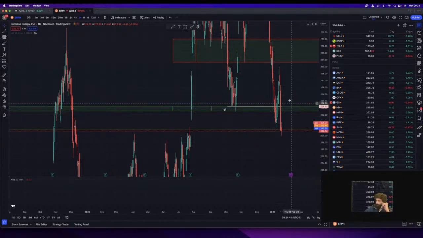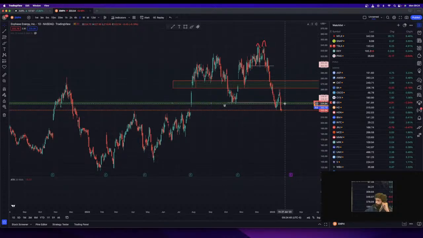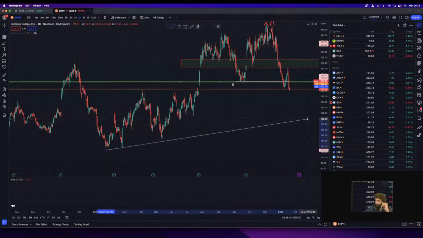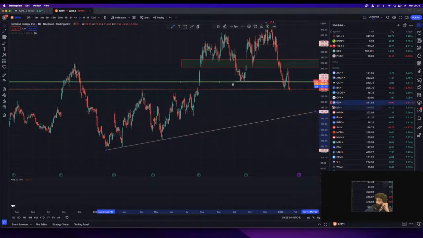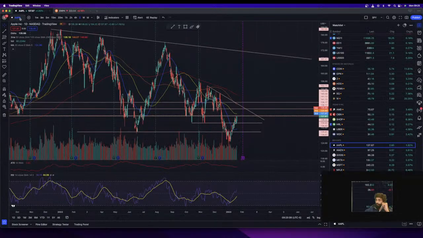If they broke under this level, which we have right over here at around 232 and change, well, if they break under 219, they're going to come all the way back down. There's a long way to go. If you draw the trend line from the lows, that trend line is currently sitting at 200 to 180. So let's see where the moving averages are.